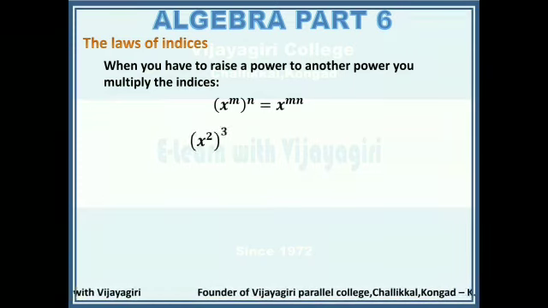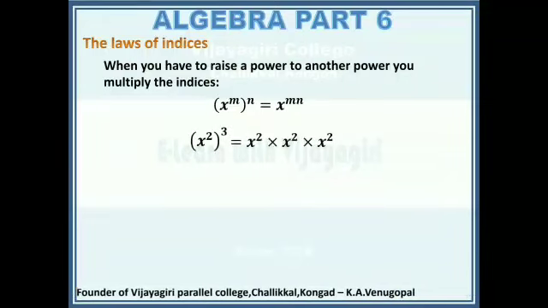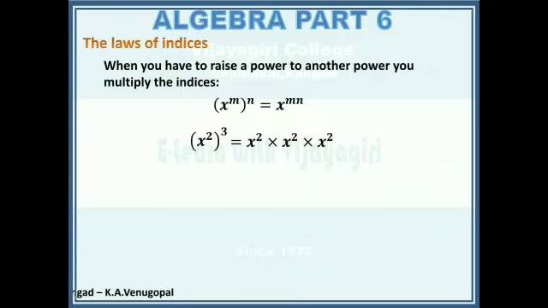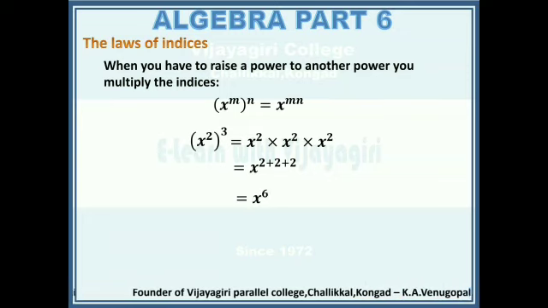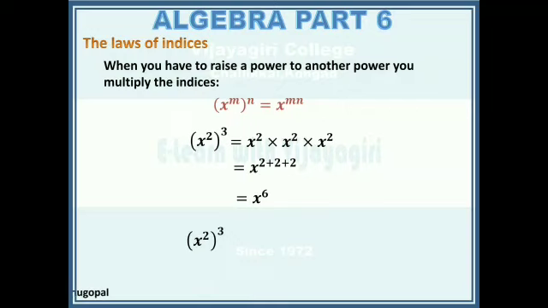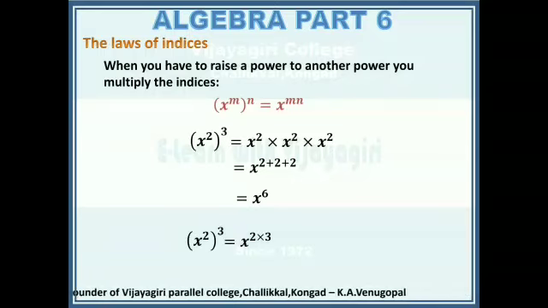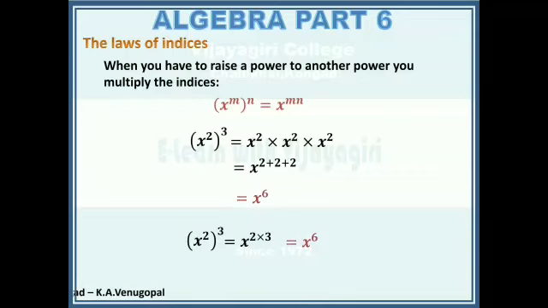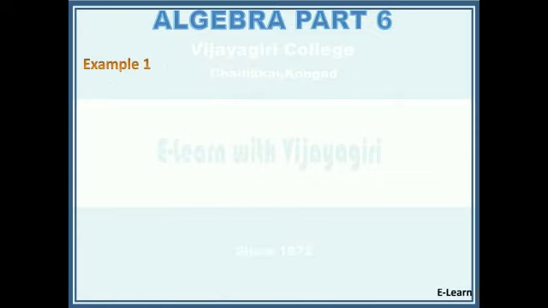Let's check this. x square whole cube. We know that it can be written as x square into x square into x square, and by using the multiplication law of indices, we can write it as x to the power 2 plus 2 plus 2, and it will be equal to x to the power 6. Now let's check with this law. x to the power m whole to the power n equals x to the power m into n. So x to the power 2 whole to the power 3 can be written as x to the power 2 into 3, and it will be equal to x to the power 6. Both ways we got the same answer, so the laws of indices will make the simplification easier.